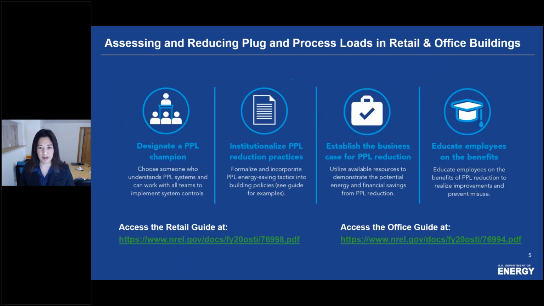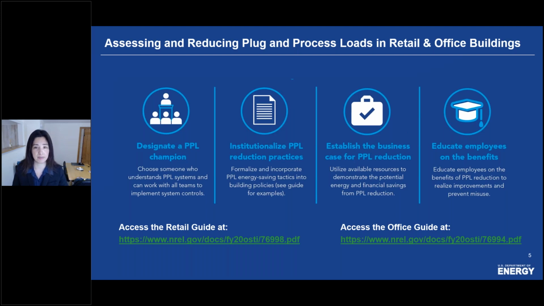I want to talk a little bit more about the two guides on assessing and reducing plug and process loads. We have one for retail, which is down at the bottom left, and the one for the office building is on the bottom right. These guides are meant for building owners to help you figure out how to develop and implement a plug load strategy so that you can save energy and manage your plug loads. Here are some best practices from these guides, and they're in the different sections across the picture on this slide.